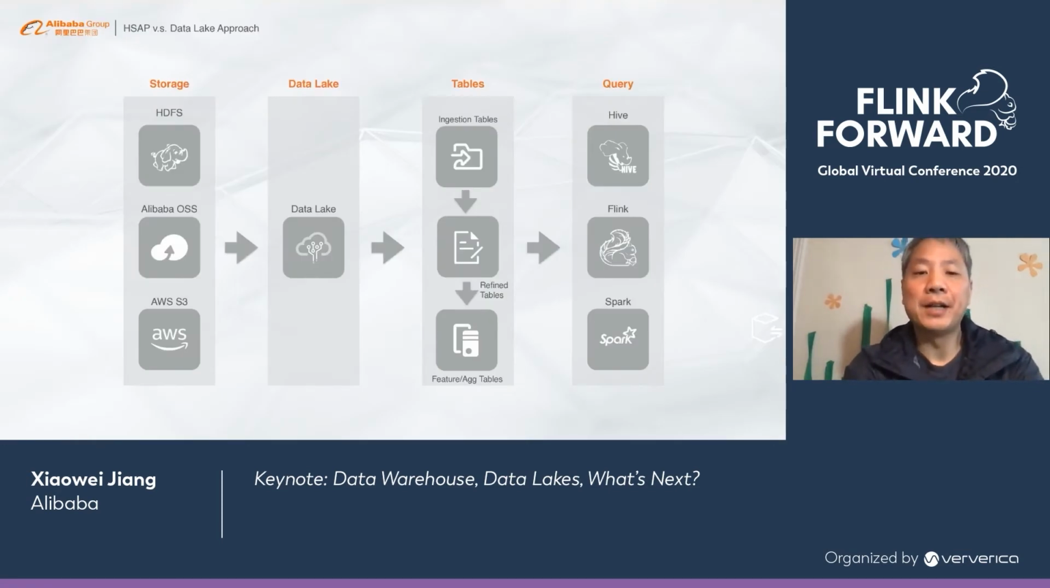HSAP is not the only attempt that tries to address the complexity problem in a Lambda architecture. The data lake guys also try to solve the same problem. The tables in data lakes can be classified into two categories. There are raw ingestion tables, which contain the raw events, and the tables for storing the curated data, for example, the refined tables, the feature tables, the aggregation data tables, etc.